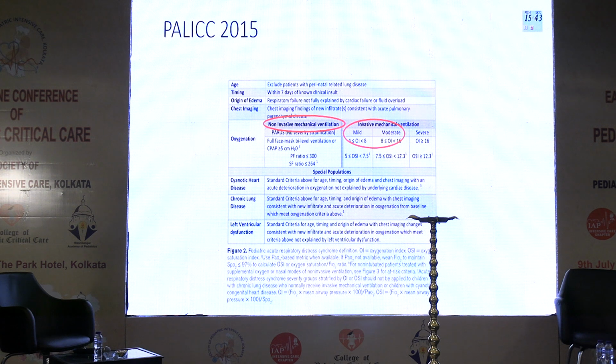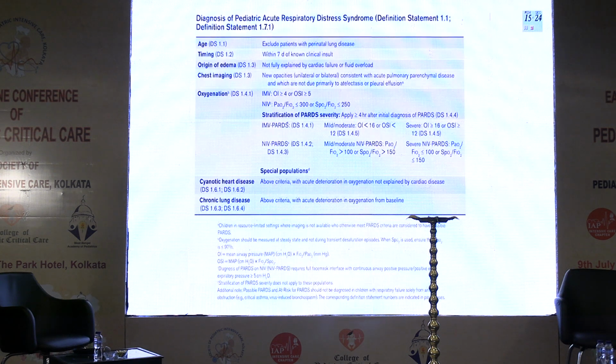And in these guidelines there was more emphasis on the oxygenation index in ventilated patients than the PF ratio, because oxygenation index takes into account the mean airway pressure. So that makes it a more robust marker to assess the oxygenation. So this is the latest PALIC 2 guidelines.